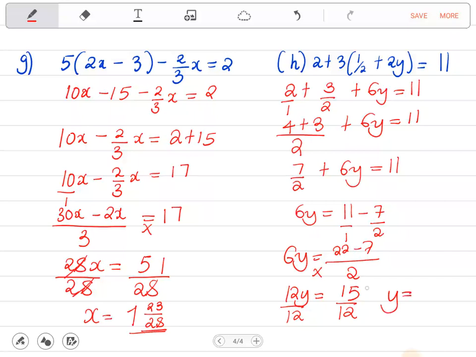Because 3 can go into 15 5 times. 3 can go into 12 4 times. Hence y is equal to 1 remainder 1 over 4.